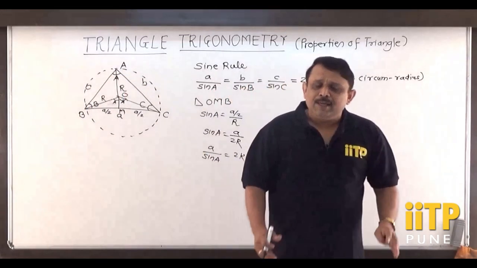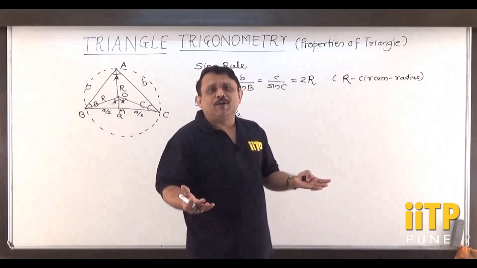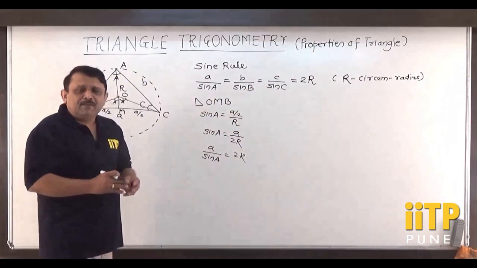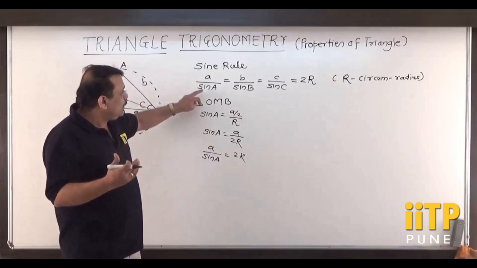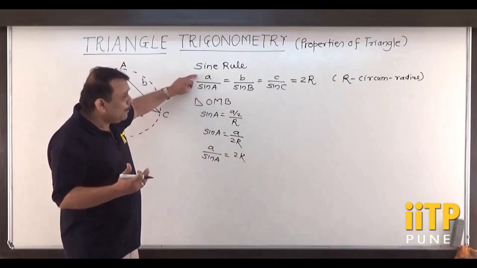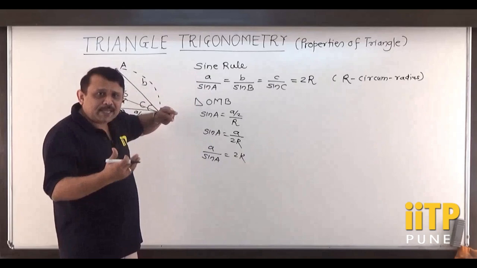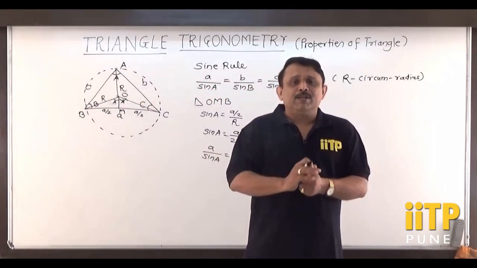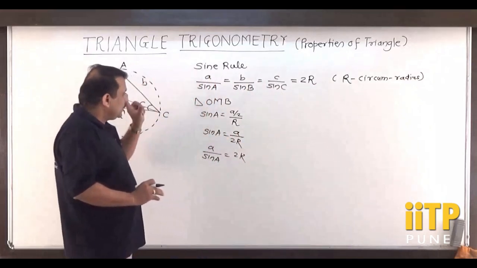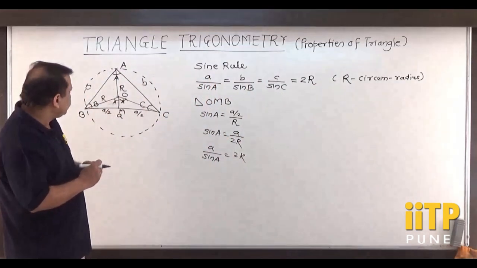So while solving the problems of properties of triangle, many times we use this fundamental rule, that is a is equal to K sin A, b equal to K sin B, and c is equal to K sin C, etc. So remember this. This rule is very important for us.